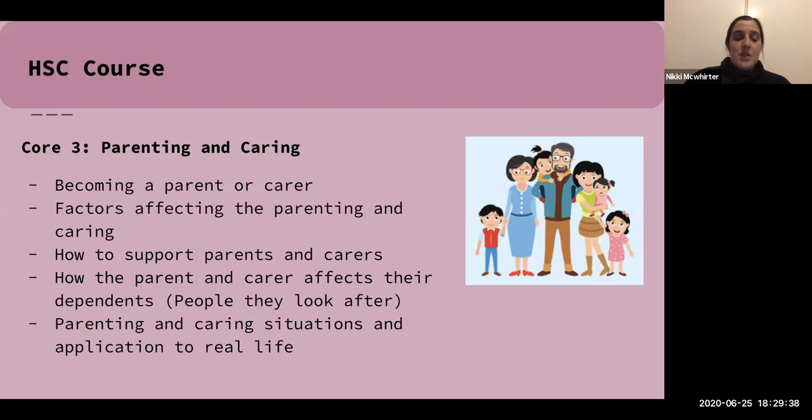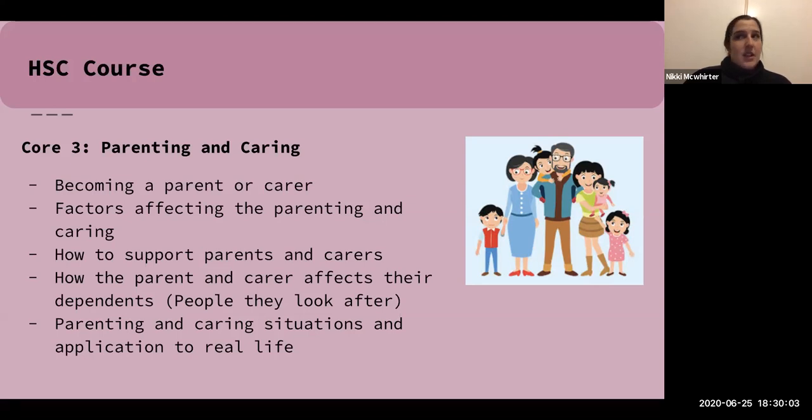We look at support networks out there for parents and carers, how they can be supported through being a parent or carer. And we look at how the parent and carer can affect their dependent, so their child or the person they're looking after, so how their decisions affect them, how they're providing their needs, and how that affects the dependent. We also apply these to real life situations.